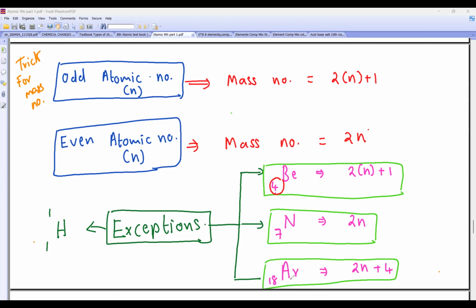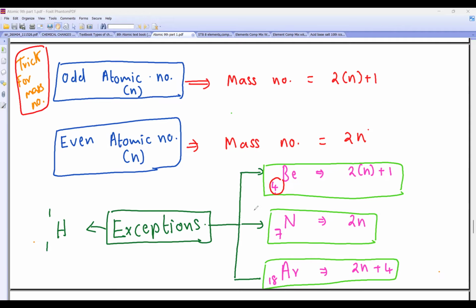And for argon, it is 2n plus 4. So this is the rule for what, beta? Mass number. If you want to copy, you can copy this, the first 20 elements. If your atomic number is odd, the heading is the rule for mass number.